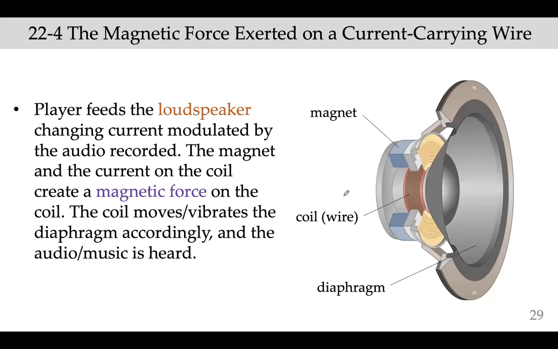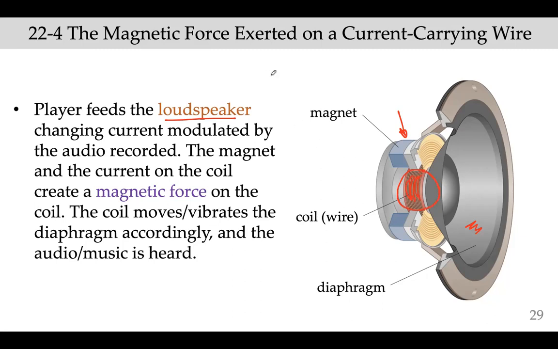Magnetic fields, magnets, and their interaction with wires are used in real life. For example, if you look into a loudspeaker, you have a wire, and current goes through that wire, and there's also a magnet. And this wire is connected to this diaphragm here, which can move in and out. So the diaphragm moves in and out because this wire moves in and out.